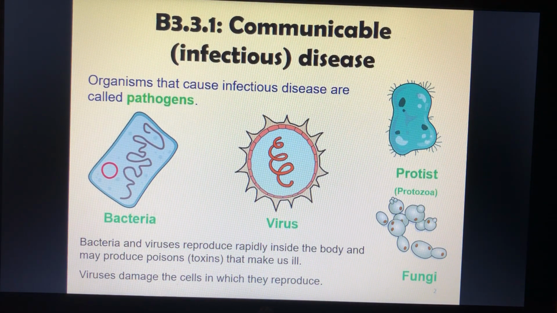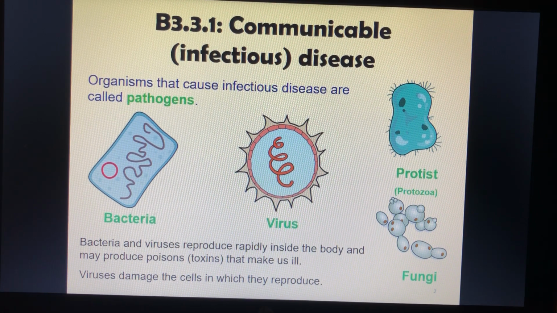These are the diseases that we can communicate, we can pass on to other people. So they are our infectious diseases, the contagious diseases, if you will. So we have in the past called them pathogens, microorganisms, or microbes, but I want to call them pathogens. And there's 4 categories of pathogens we need to know about: bacteria, virus, protist, and fungi.